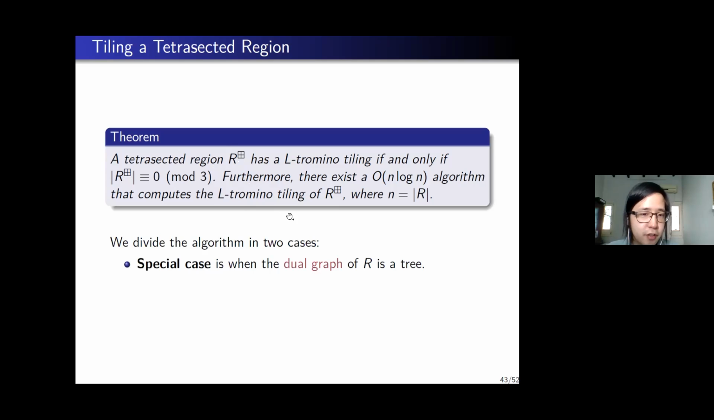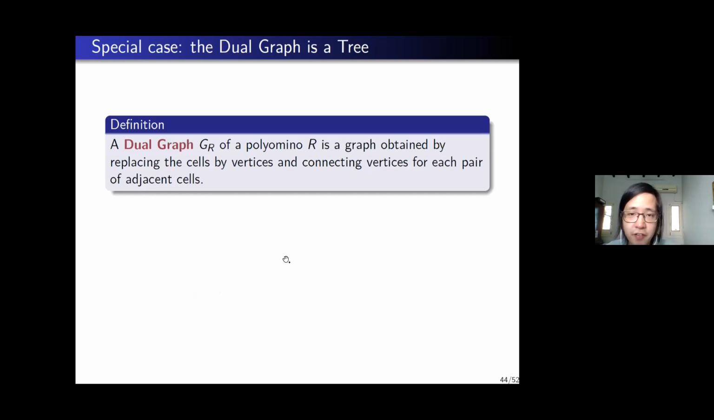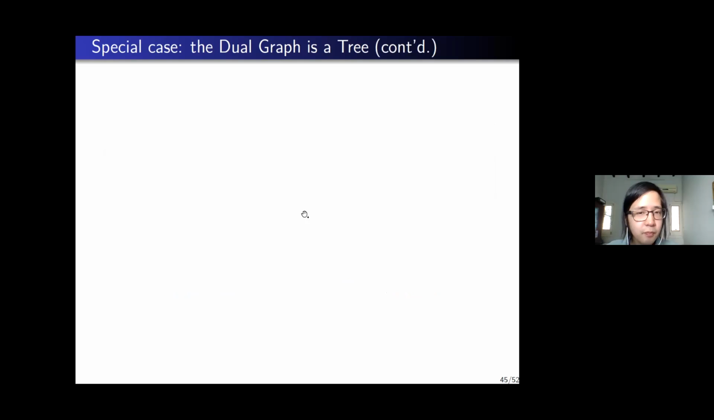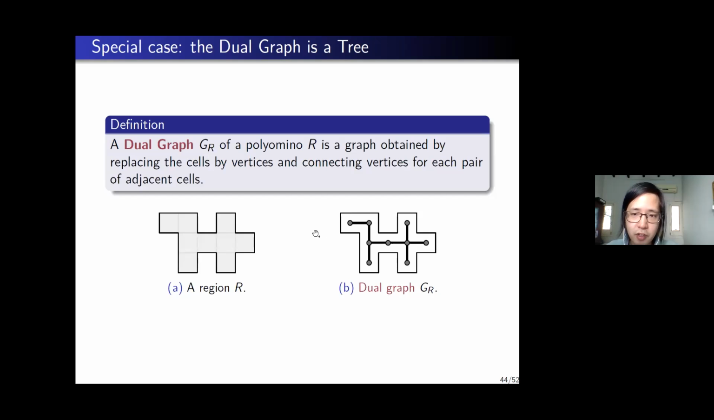We divide this algorithm in 2 cases. The special case is when the dual graph of the region is a tree, and then we will analyze the general case. The dual graph of a region is a graph that can be obtained by transforming each cell of the region into a vertex, and we connect the vertices by the adjacency of the cells. So we will analyze when this dual graph is a tree.